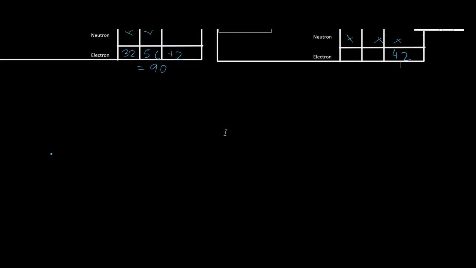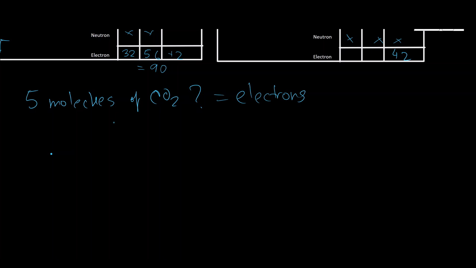Okay, so that was pretty easy. Now, what if we are asked to find the number of electrons in a number of molecules, or the other way around? Let's say we have five molecules of CO2. Find the number of electrons. How can we find that? Well, we know the number of electrons in one molecule of CO2 is 22, and to find the number of electrons in 5 molecules, we just do this. So 22 into 5 is 110 electrons.